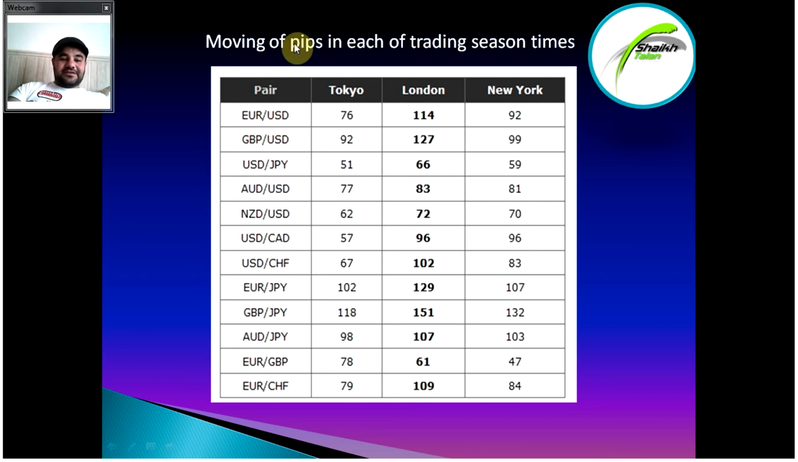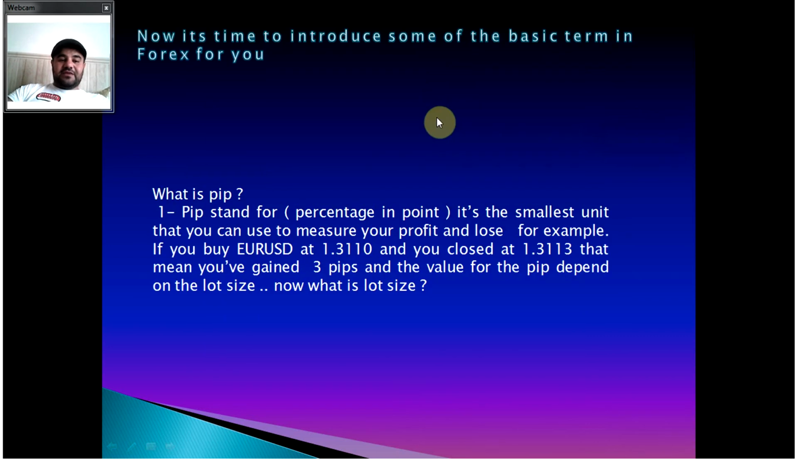We talked about the market sessions. In the London and United States sessions, you can trade EUR/USD. As you see, when London is open, it moves 140 pips on average, and in New York, 92 pips. This is the average. You cannot be sure that it will move like this, but it's the average for many days. Anyway, now it's time to introduce some of the basic terms in forex.